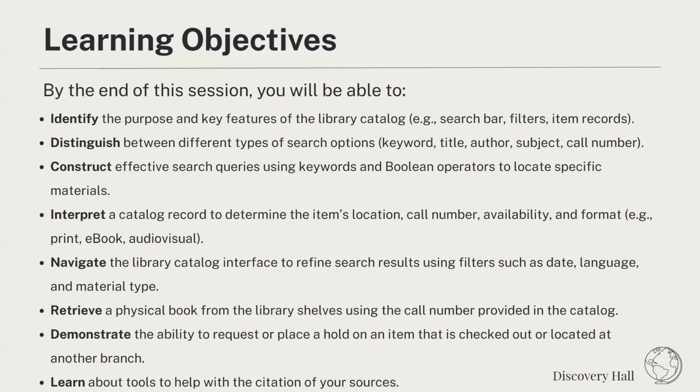Retrieve a physical book from the library shelves using the call number provided in the catalog. Demonstrate the ability to request or place a hold on an item that is checked out or located at another branch. Learn about tools to help with the citation of your sources.